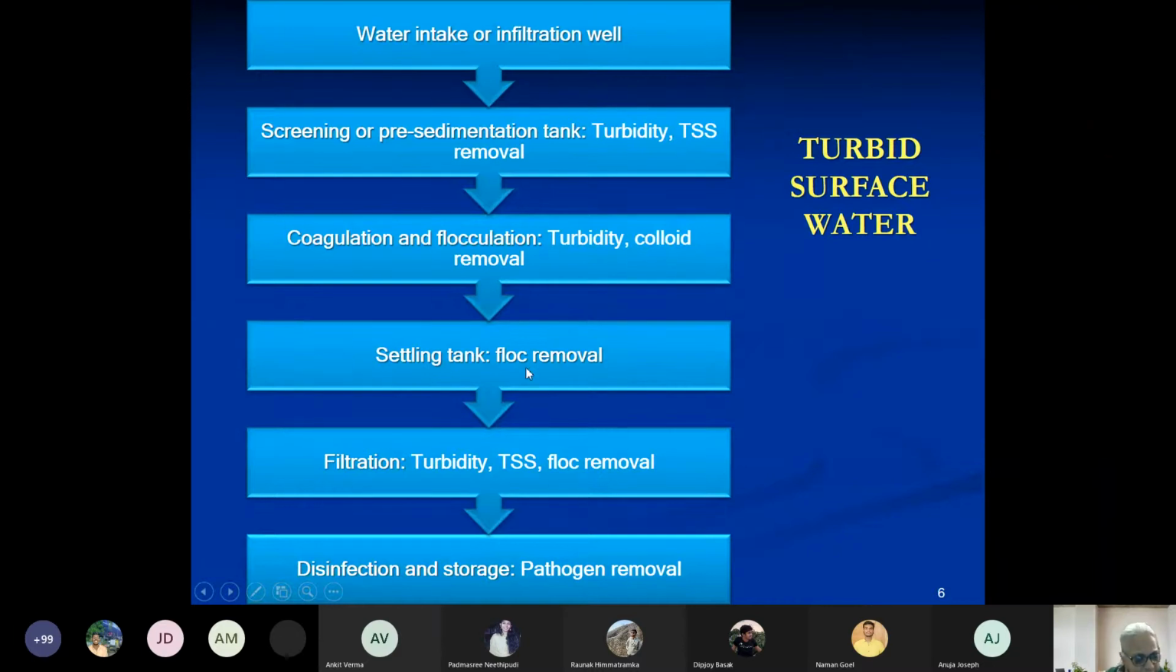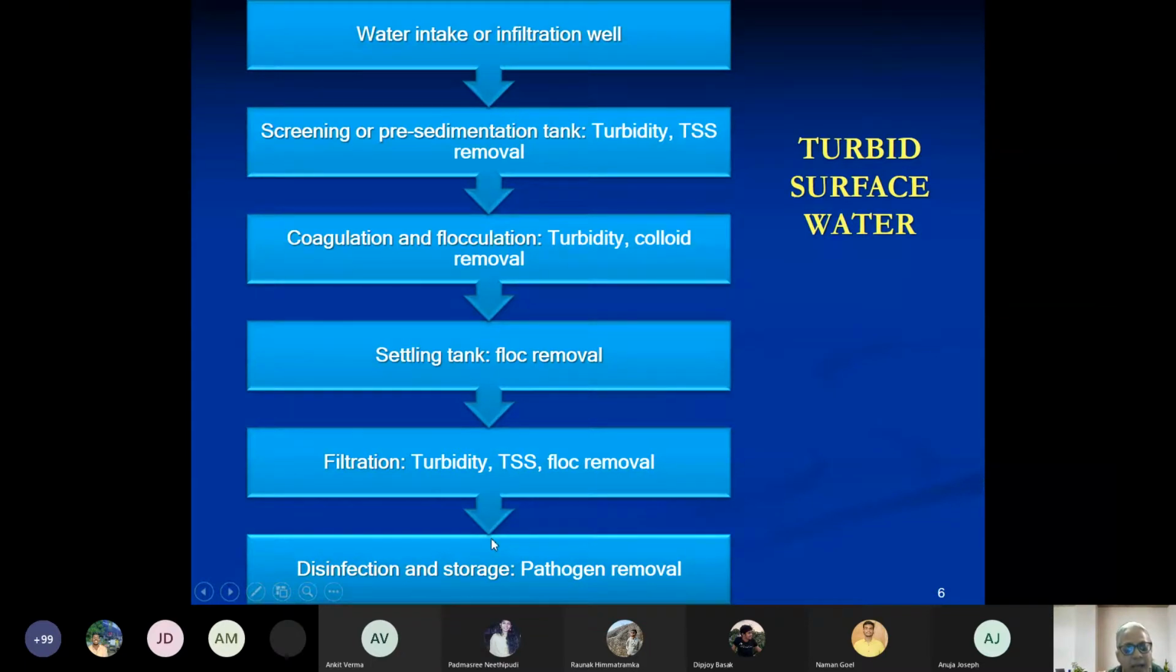Beyond this, there may still be very, very small flocs that remain in the water. These are no longer colloidal particles, they are small flocs, and they have not settled within that 3-hour or 4-hour settling tank, 4-hour detention time. So for that, we take them to the filter. This is generally a rapid sand filter. In a rapid sand filter, you get complete removal of turbidity, TSS, and flocs.